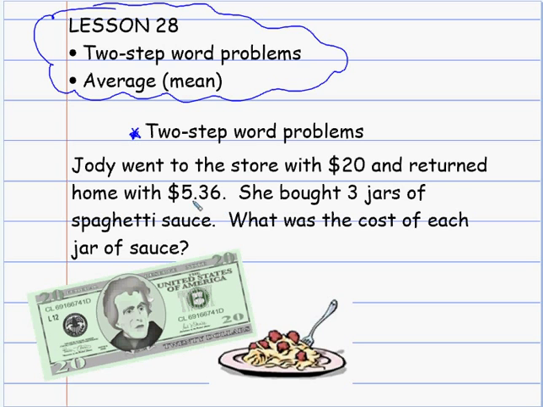A two-step word problem. Jody went to the store with $20 and returned home with $5.36. She bought 3 jars of spaghetti sauce. What was the cost of each jar of spaghetti sauce?